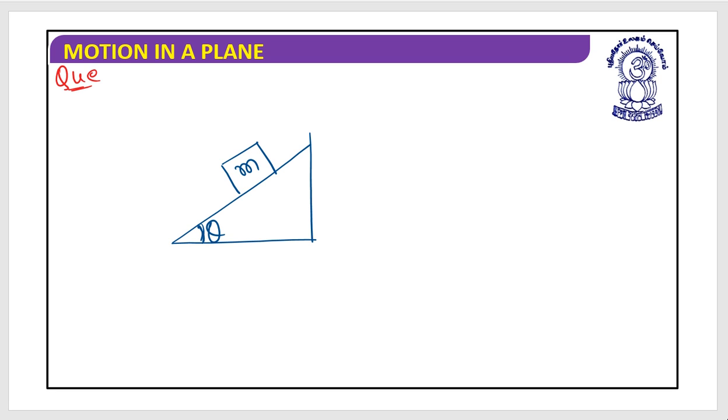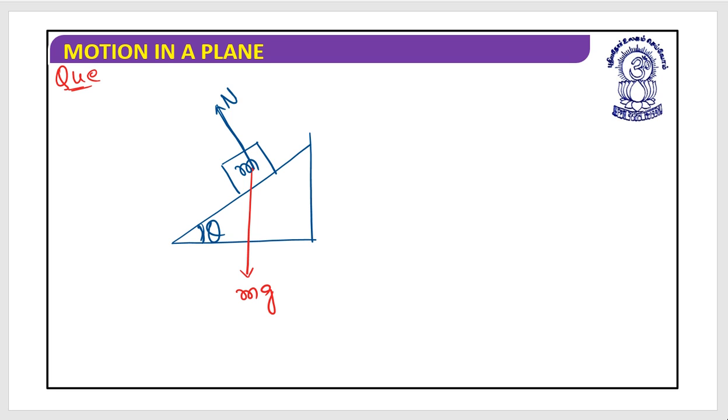If you know this, it is well done. If you don't know what forces are acting, let me show you. One force would be mg, which acts in the direction towards the earth. This is mg. One more force would be the normal force, which acts due to contact between two surfaces, and which acts perpendicular to this surface. This is the normal force.